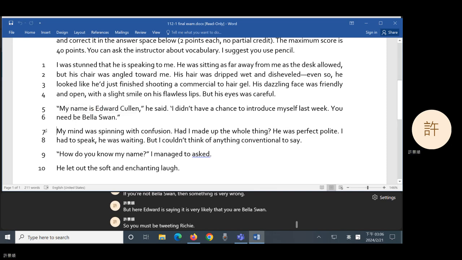Line 7. "My mind was spinning with confusion. Had I made up the whole thing? He was perfect polite." Where's the mistake? Adjective plus adjective is not correct. It's "perfectly polite." Adverb plus adjective.